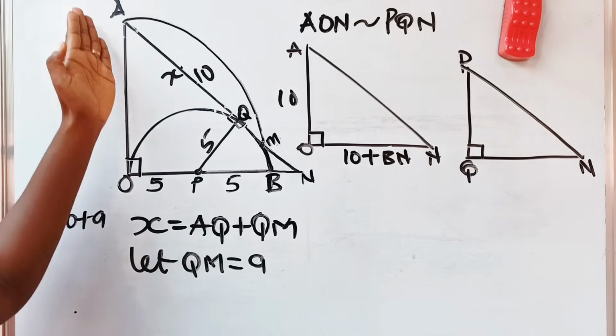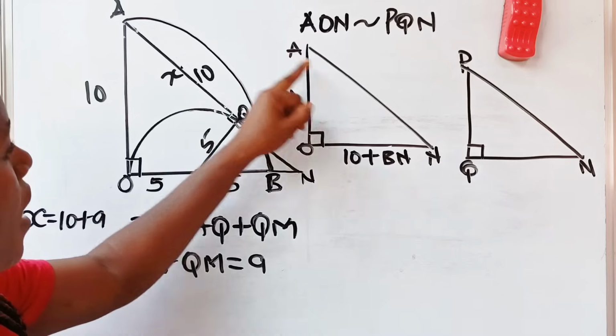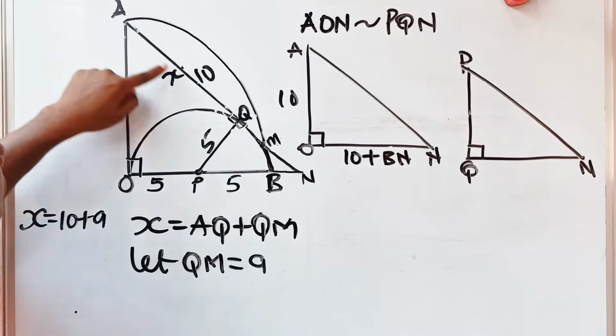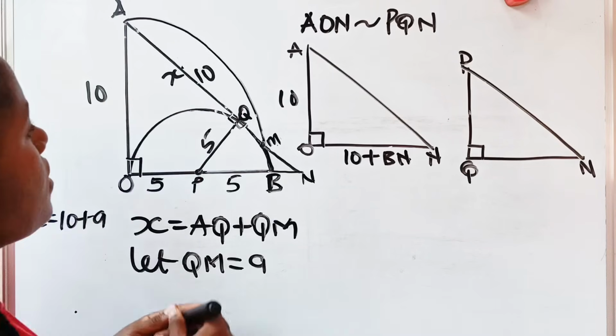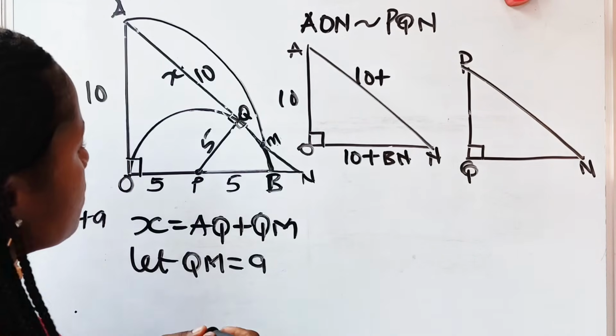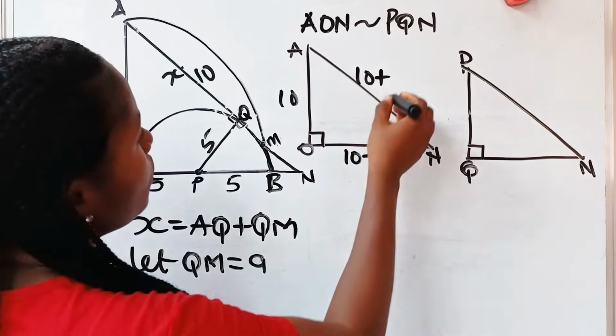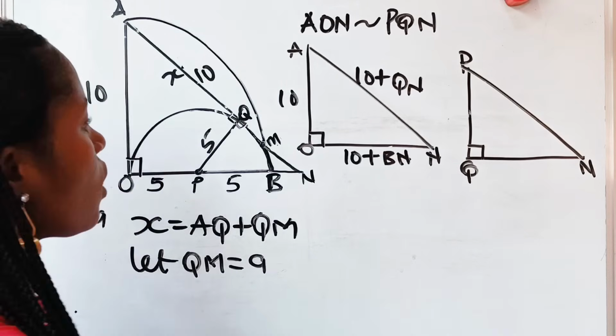Now let us come to this side. AN is equal to AQ, which is 10, plus QN, which is still unknown. Now we are done with the big angle.